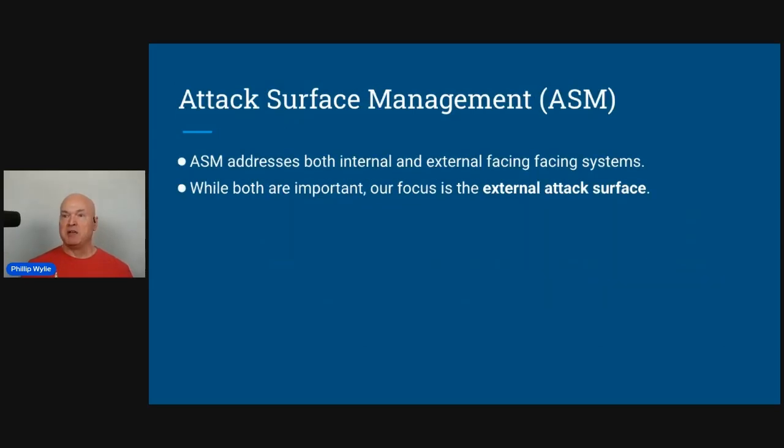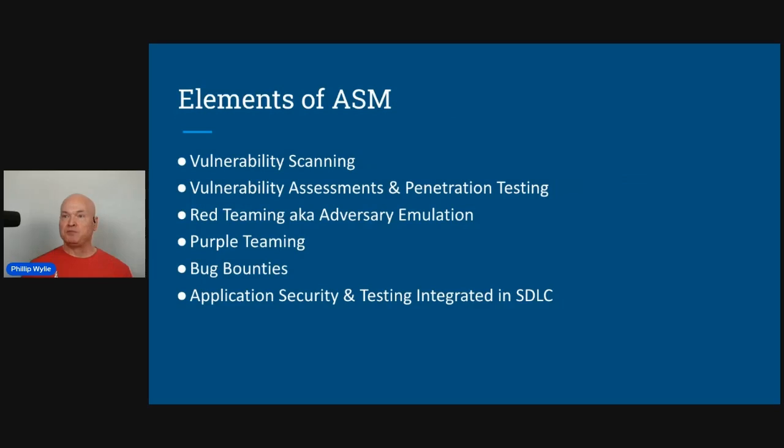So attack surface management addresses both internal and external facing systems. While both are important, our focus today is going to be external attack surface management. What you're going to learn here, a lot of it could be used internally, but we're focusing on the external because this is the most readily available globally. Someone can attack you from the internet, a lot of times external attackers. This could even be Wi-Fi. But since we're discussing APIs, we're going to focus on the external attack surface.